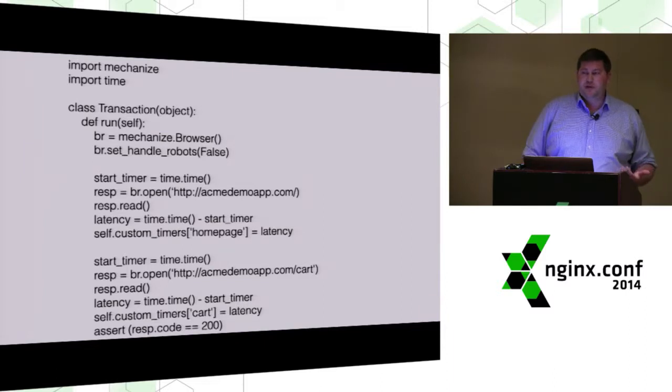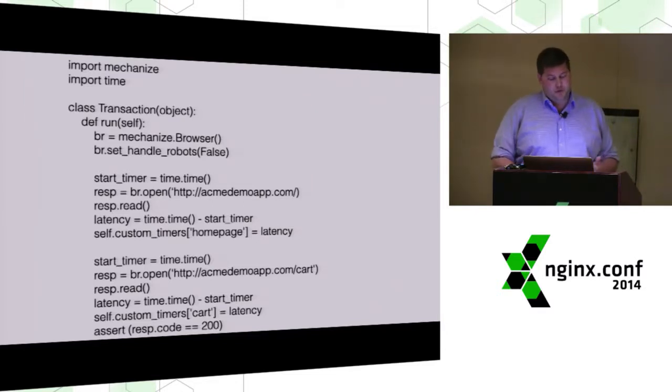So what you see here is simply a transaction that's just going to fetch the home page, create a separate timer for that transaction, and then fetch the cart page and create a separate timer for that transaction. So we have a mechanized browser, turn off handling robots, create a start time, make a request using the browser to the Acme demo app, read the response, create the end time, and then multi-mechanize also features custom timers, which is really useful when you want to graph the response times versus the concurrency for each one of these transactions. And again, it's just code, so you can customize it however you want, and you can make it as complex or as simple as you want.